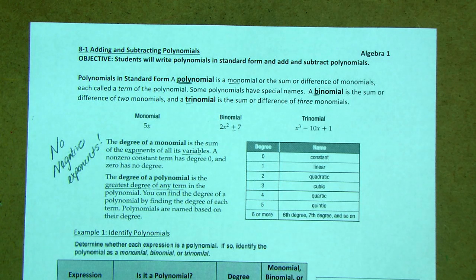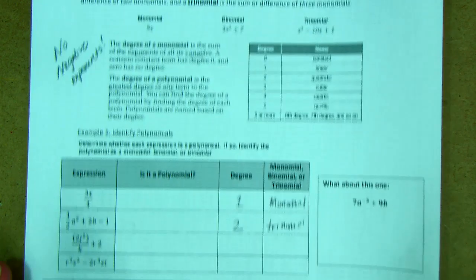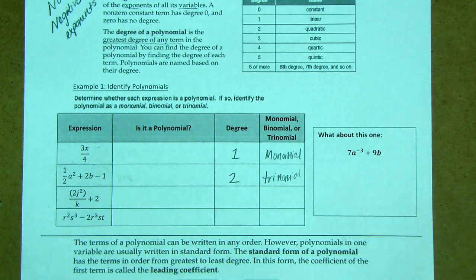Okay, so let's go on down here. First thing we're going to do is figure out if it's a polynomial, yes or no, then find the degree, and then decide if it's a monomial, binomial, or trinomial. And I kind of have the first 2 done because I started recording once and it stopped me.